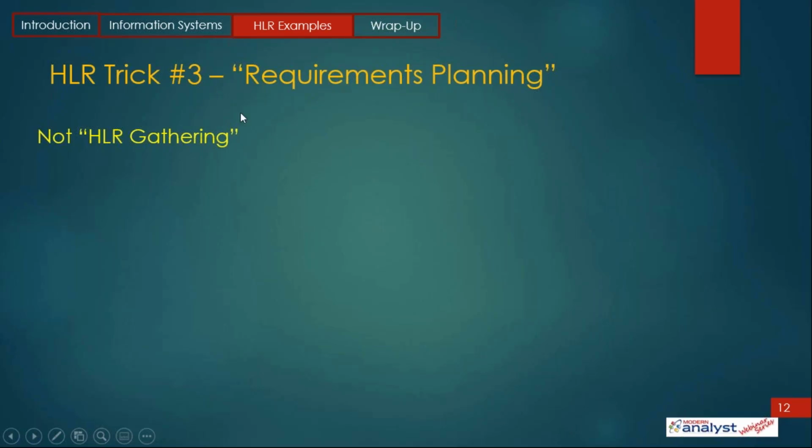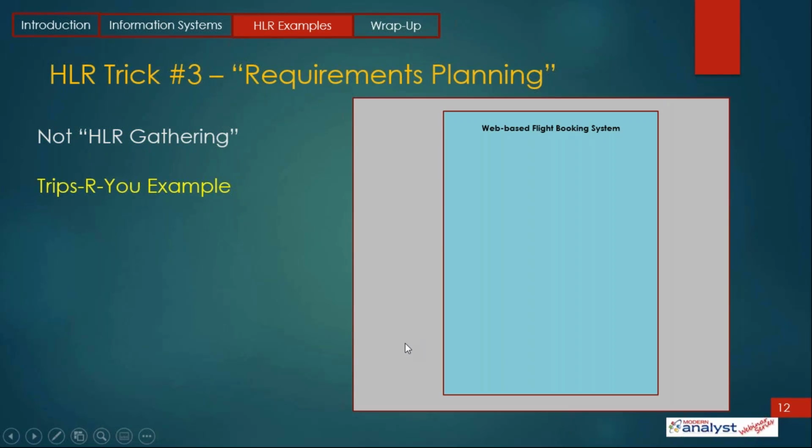We don't want requirements, we want to plan requirements. Okay, so let's look at an example of planning requirements. We're really doing high-level requirements, but we haven't told anybody that that's what we're doing, in secret. Okay, so we'll use our TRIPS RU example. Here's our context diagram.